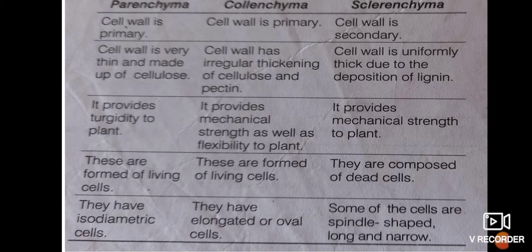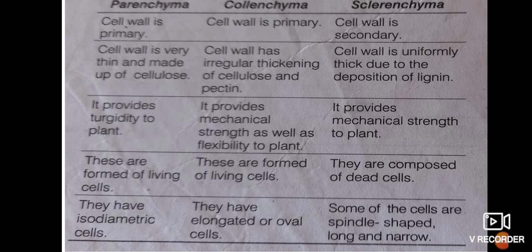And if we move to sclerenchyma, the cell wall is uniformly thick due to the deposition of lignin. Uniformly thick means all the cells are thickened all over, on all sides, due to the deposition of lignin. Remember dear students, lignin and pectin are particular chemicals which are present in plant tissue.